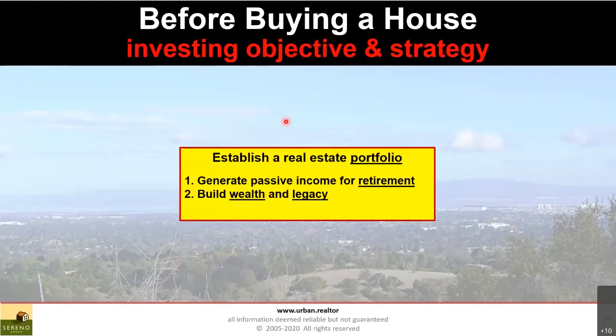Obviously, the secondary parameter that we're looking for is to build wealth and legacy. Wealth that we can benefit from during our retirement, and legacy that we can give away, whether to charity or your family members, whoever you feel is suitable. And minimum hassle and risk.